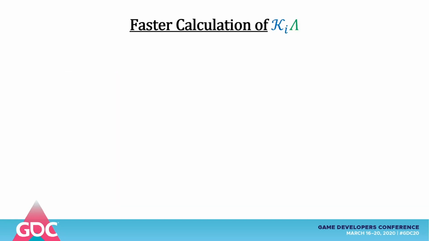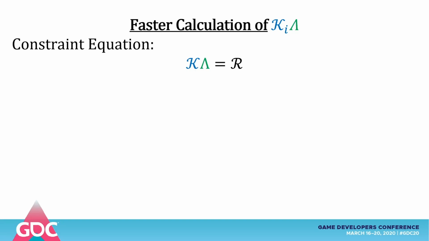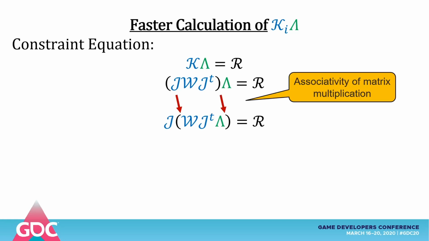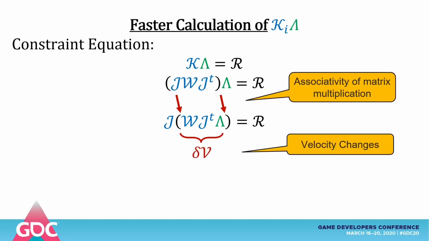There is a better way to calculate the product Ki times lambda. Let's go back to the constraint equation and write it in terms of the Jacobian and the inverse mass matrix. We can use the associativity of the matrix multiplication to isolate the Jacobian on the left side, and the product of the inverse mass matrix, Jacobian transpose, and lambda on the right side. We call the right side the vector of velocity changes, delta v. It's literally the velocity changes of the rigid bodies.